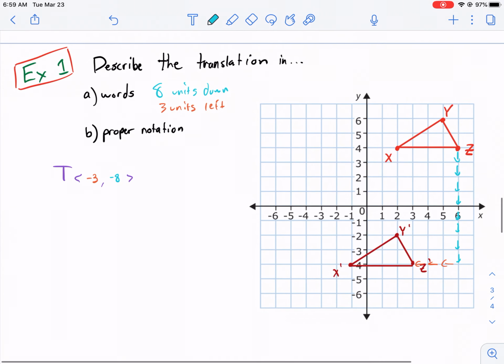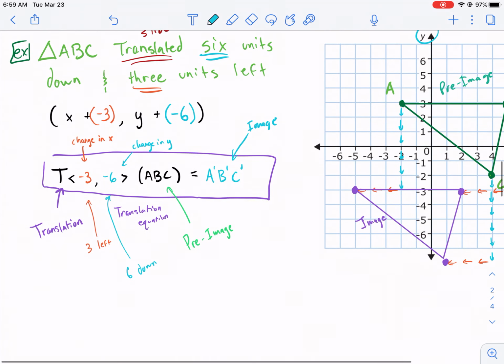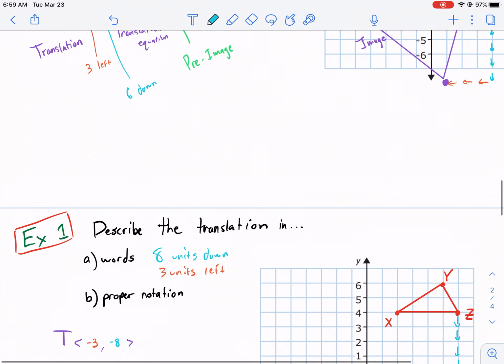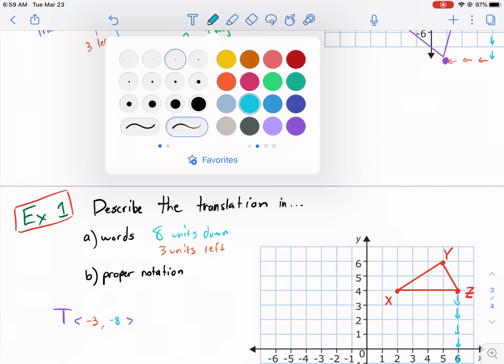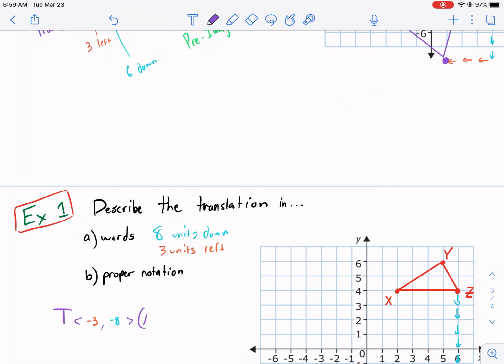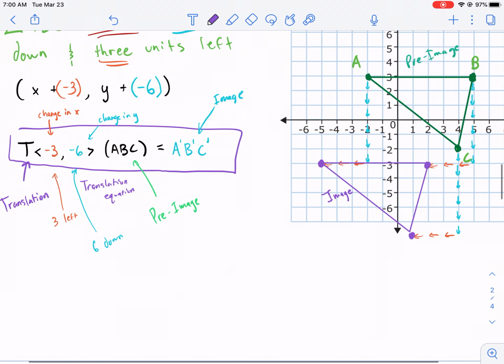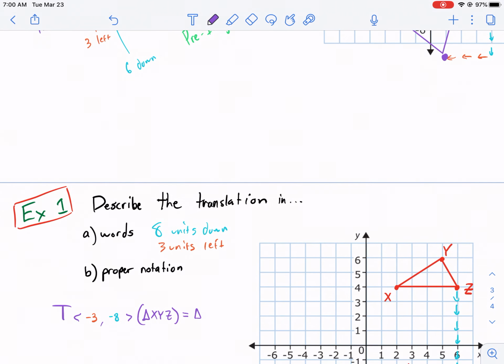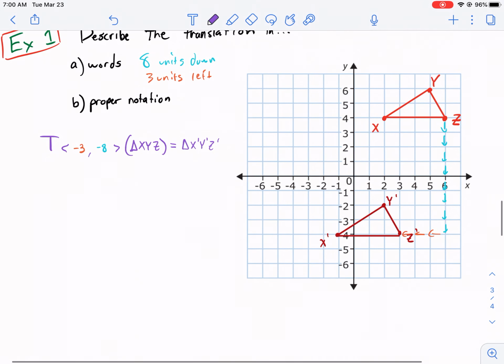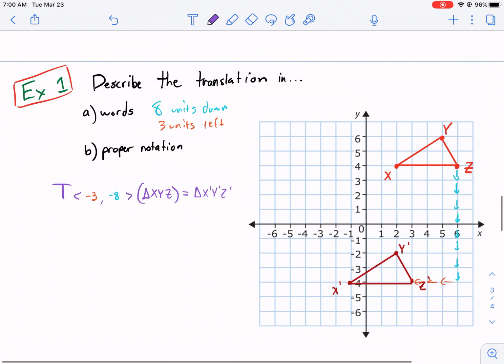Okay, and then we're going to talk about the pre-image. Sorry, let me just double check here. So our pre-image is the shape XYZ. And you can actually put triangle XYZ. And then we set it equal to our post-image. In this case, it's going to be triangle X prime, Y prime, Z prime. And that's all there is to it. That's proper notation. It's that simple. You only need to worry about one vertex.